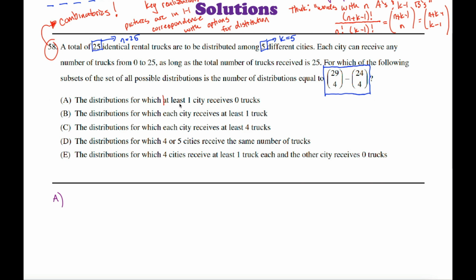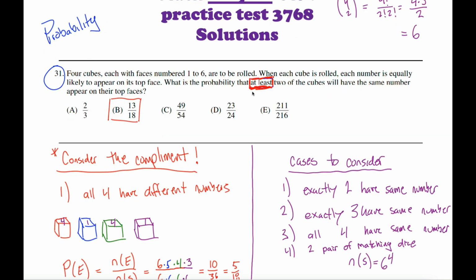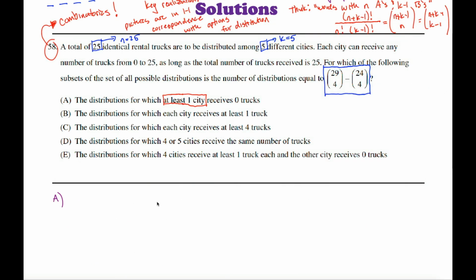When you see this phrase at least, often it's useful to consider the complement. I think that was question 31 where that came up when we were figuring out the probability that at least two of the dice have the same number appear. And we saw that instead of calculating that directly, which involved considering these different cases, it made a lot more sense to just subtract out the number of ways that all 4 dice have different values, the complement of at least 2 of the dice having the same number. We can do something really similar here.